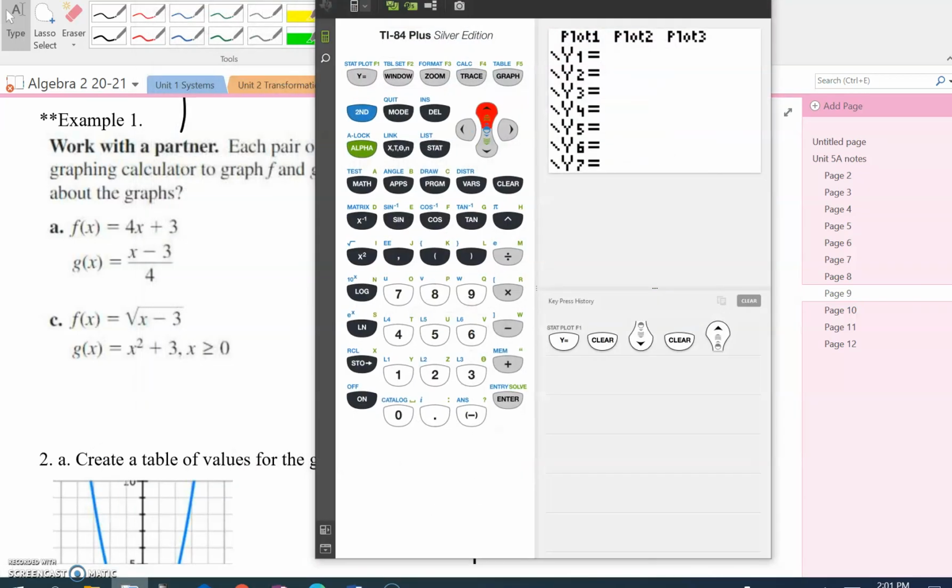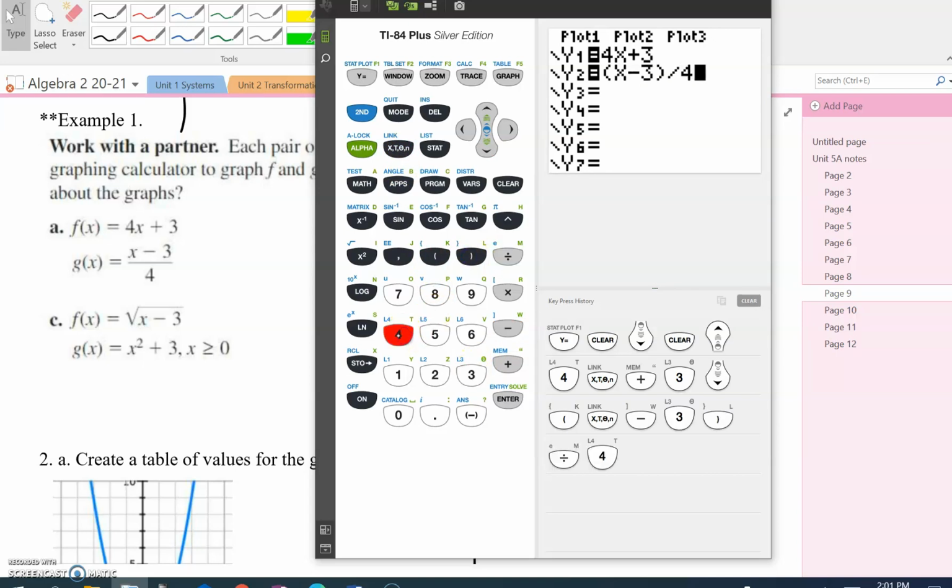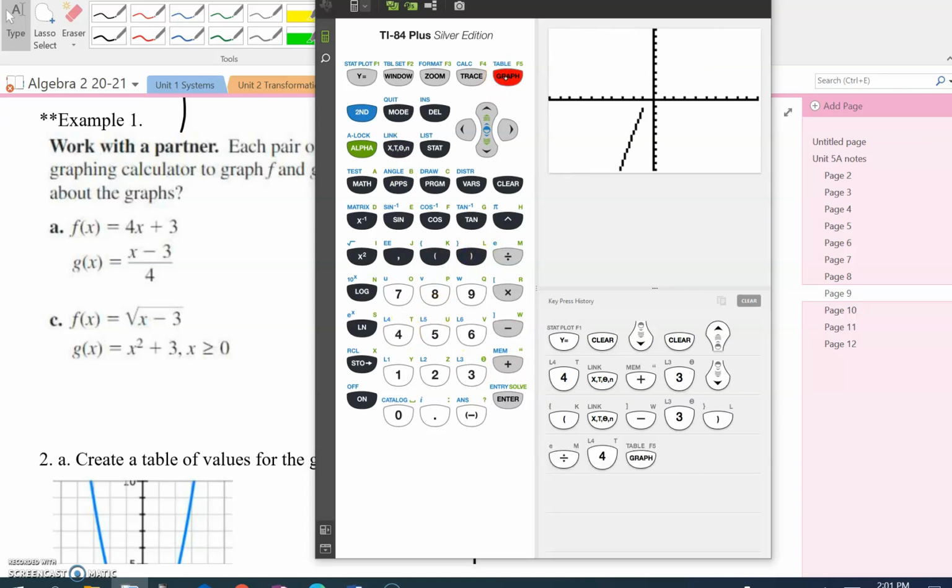Okay. So the first one is 4x plus 3. And then I'm going to go down one and graph this other one. I do have to put the top in parentheses, I believe. I'm not totally sure there, but I'm going to do it just to be safe. Okay, so we're going to graph these. Hopefully my window is normal. Okay, so they are inverses of each other. They look like they're reflected somehow.